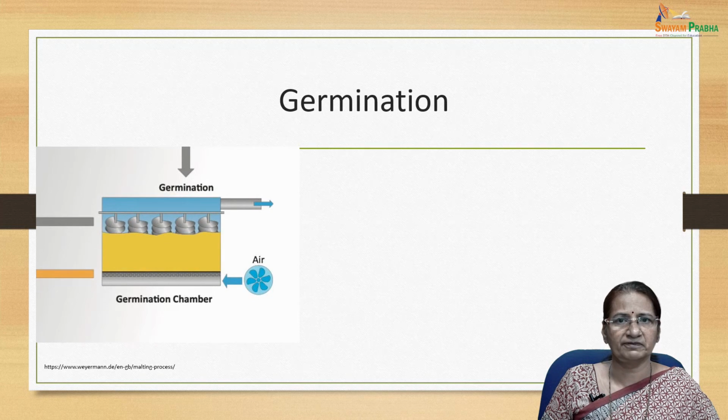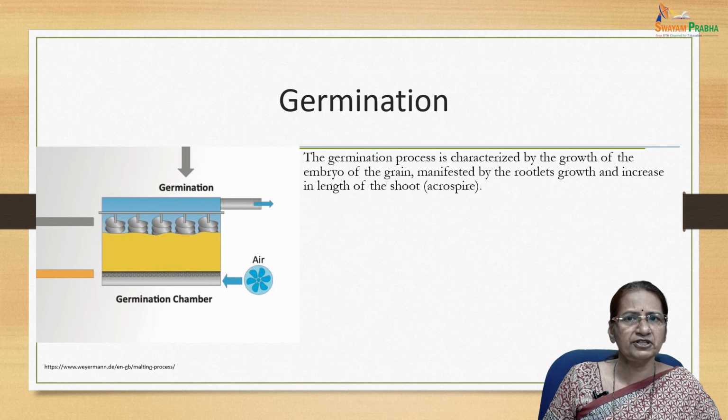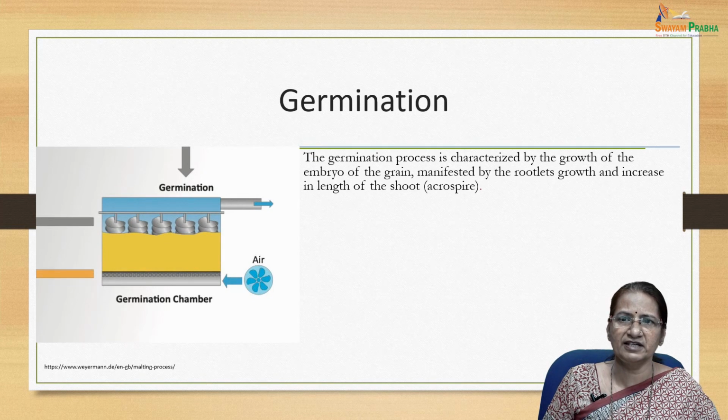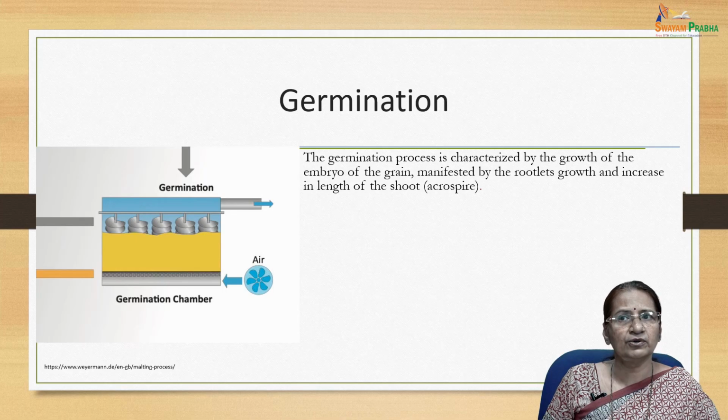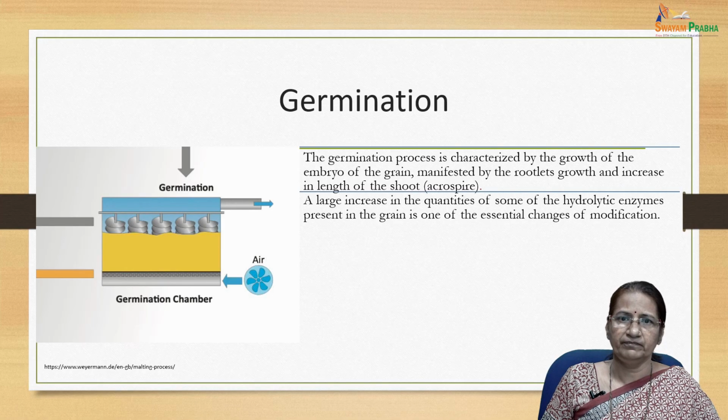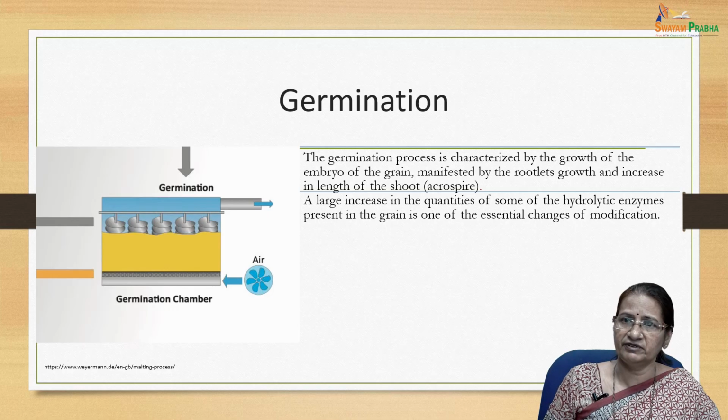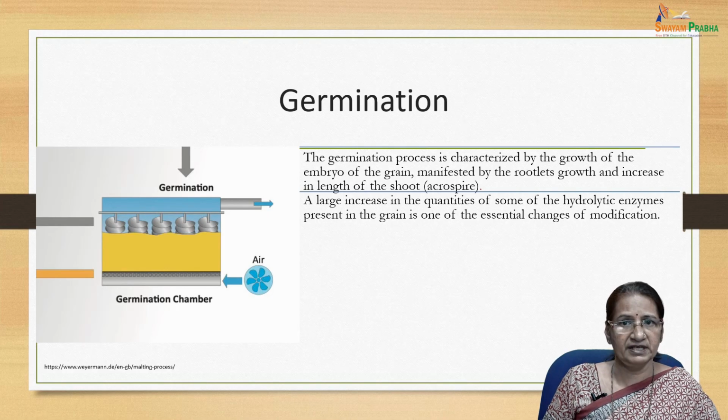Now the germination. The germination process is characterized by the growth of the embryo of the grain, manifested by the rootlets' growth and increase in length of the shoot, that is the acrospire. A large increase in the quantities of some of the hydrolytic enzymes present in the grain is one of the essential changes of modification.